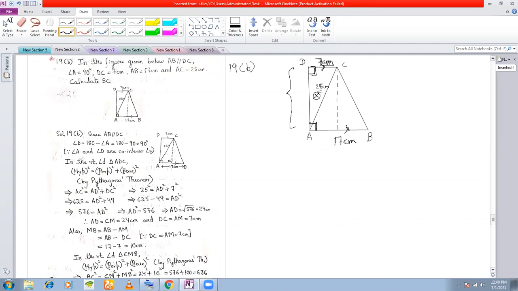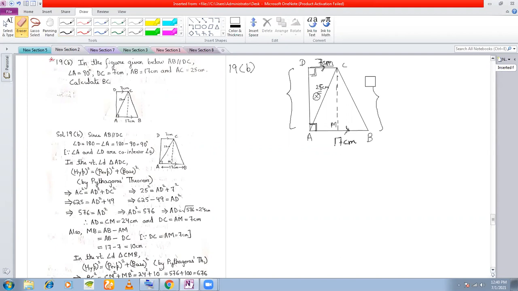Now, this perpendicular AD must be equal to this dotted line. Let us call the base of this line M. That means you will get this dotted line CM. CM must be equal to AD, right? What else?